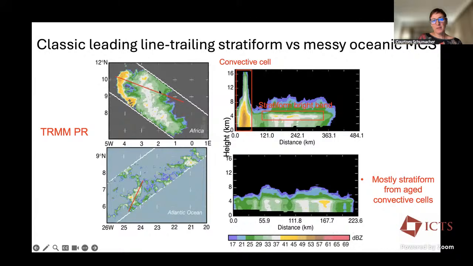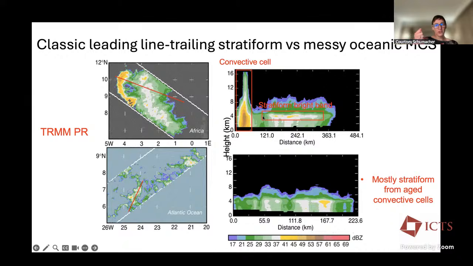This is from a spaceborne radar, and here is the leading line and trailing stratiform region. These are horizontal cross sections. These are vertical cross sections. And again, this should look like what I just showed you: the convective cell here in the leading line, the big stratiform region, what we call a bright band around the 0 degrees Celsius level, covering hundreds of kilometers. This is what we call the classic leading line trailing stratiform.